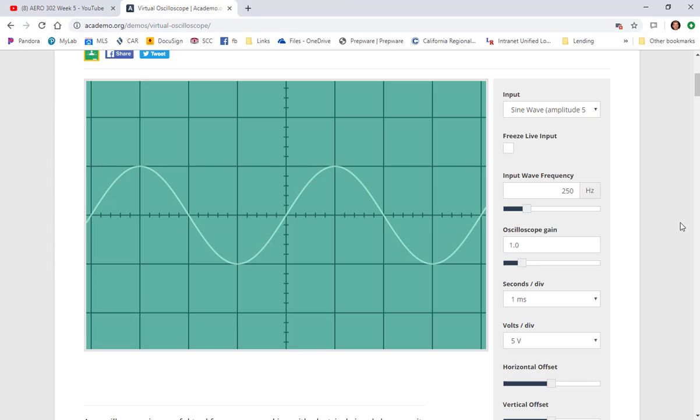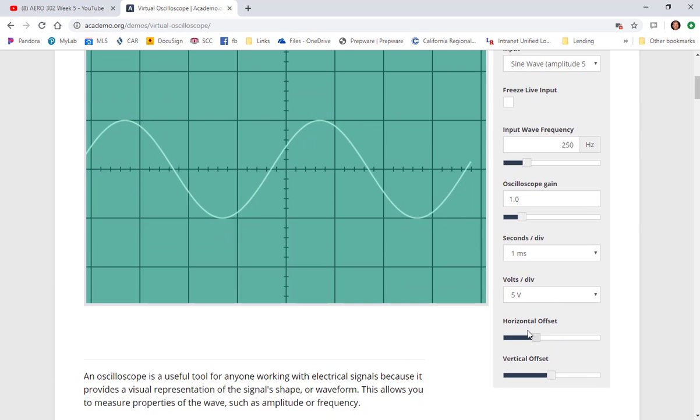So when I look at this, remember that you can move around the sine wave. I haven't changed the values. I can go right and left.